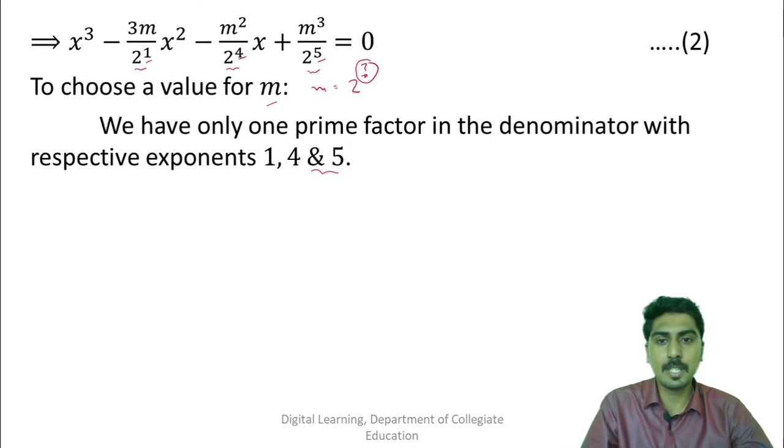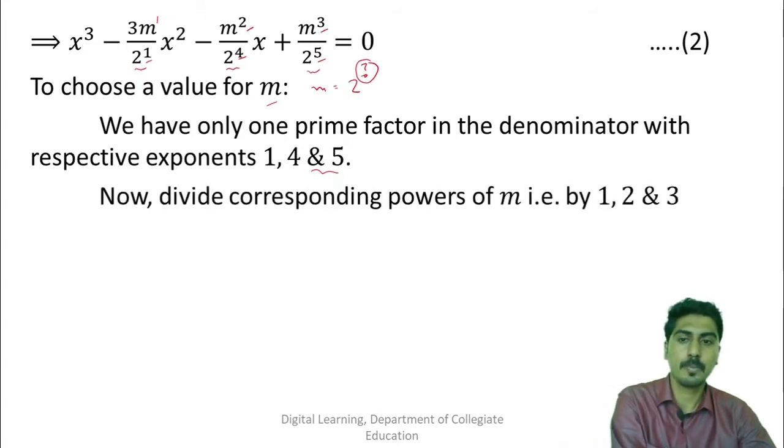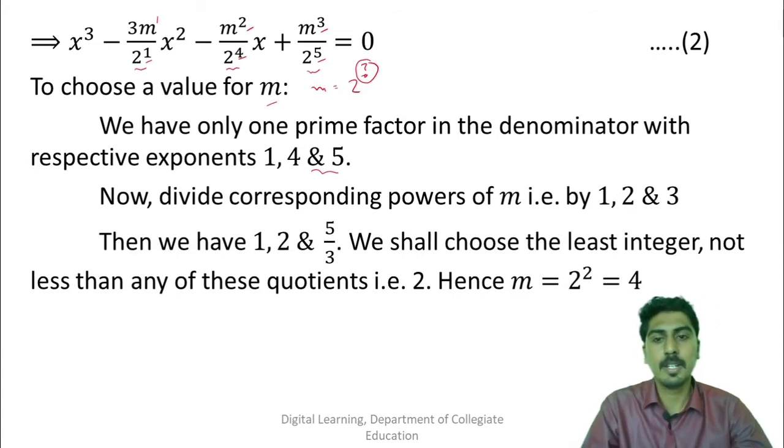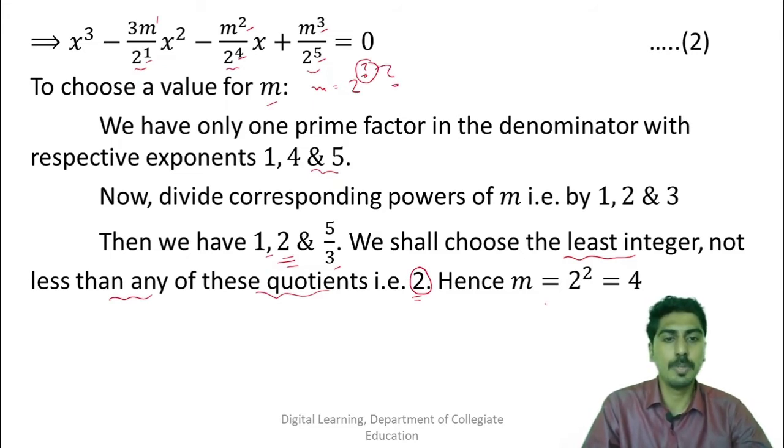Now divide these exponents by the corresponding powers of m, that is by 1, 2 and 3. So we have 1, 2 and 5 by 3. Now you choose the least integer not less than any of these quotients, that is 2. This is the exponent of 2. So m should be equal to 2 square, which is equal to 4.